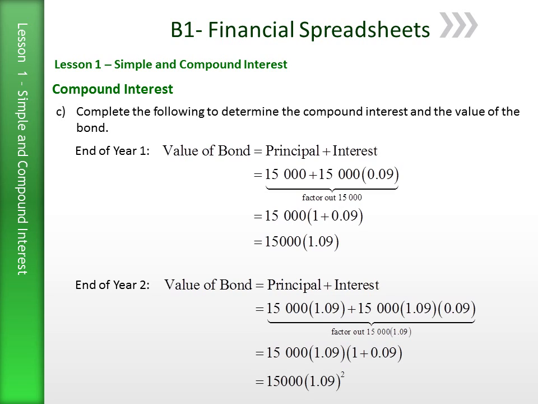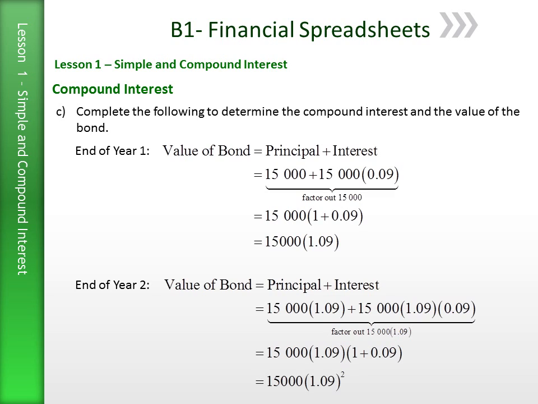At the end of year 2, again, the value of the bond is the principal plus the interest. But now the principal is what the principal is at the end of year 1. So our principal is actually 15,000 times 1.09. Now to figure out our interest, we start with our principal, and then we multiply that by 0.09.